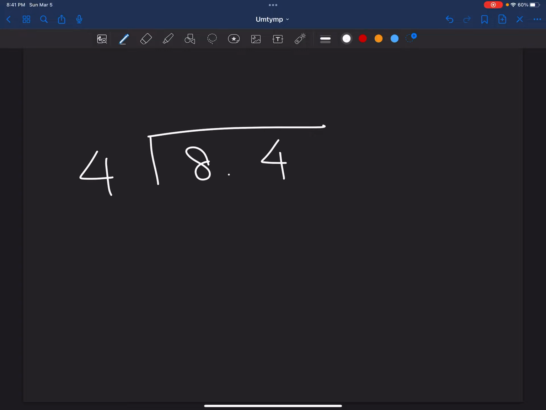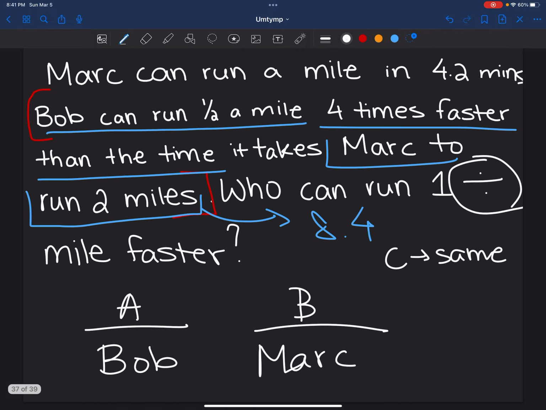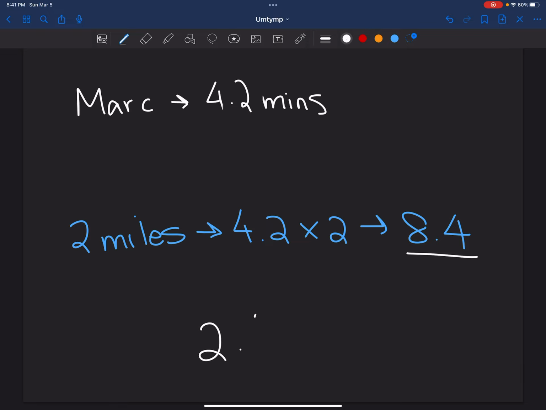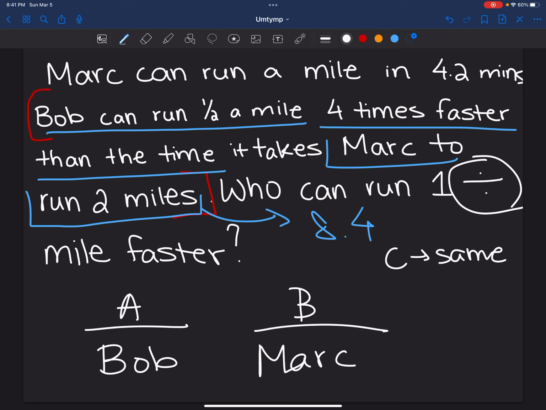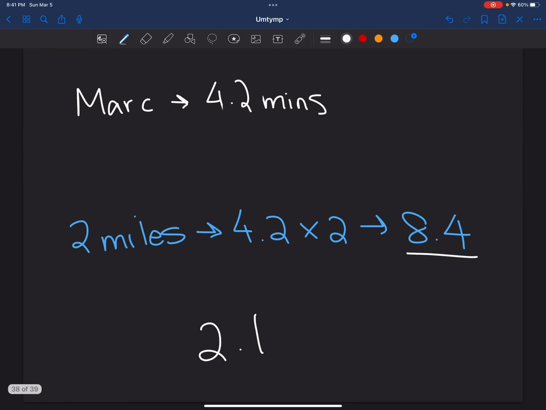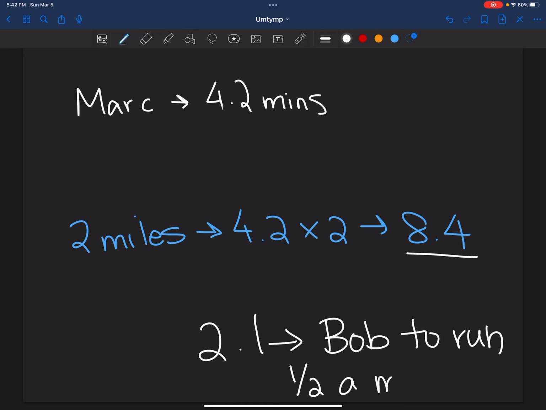And this is why division comes in handy. It's pretty simple division, but let's do this. So 2.1, that's pretty much it. 2.1 times 4 is 8.4. So we get 2.1. This is the amount of time. So Bob can run half a mile 4 times faster, so this is how long it takes Bob to run half a mile.